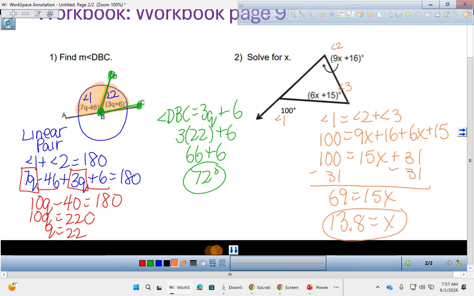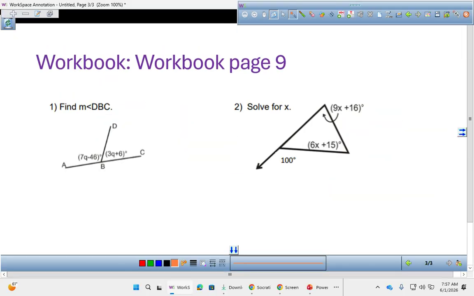The calculator closed out. That's just one way to do it. Did anybody look at this and think of a different way to do it? There is another way to solve this one. The other way would be to think of this relationship.